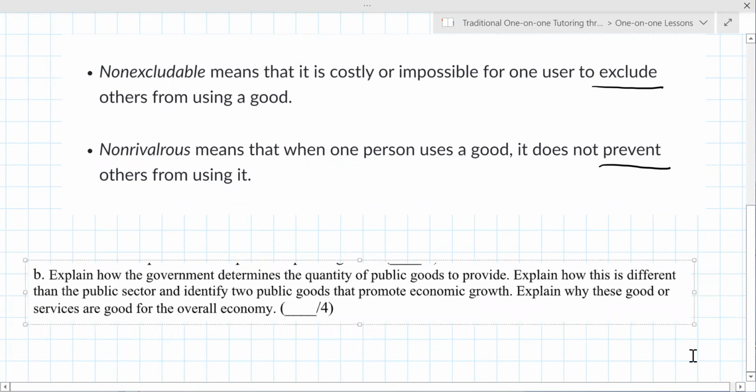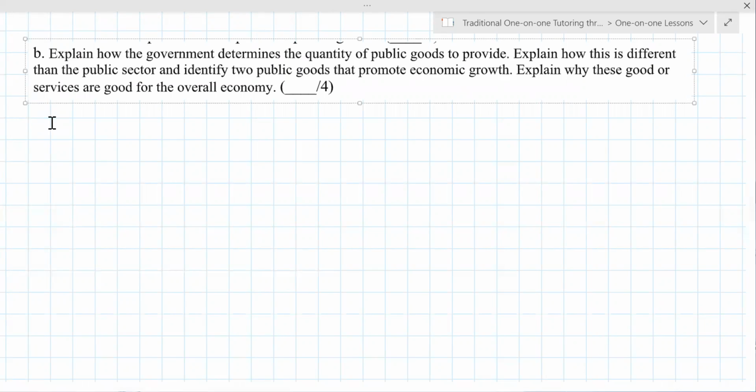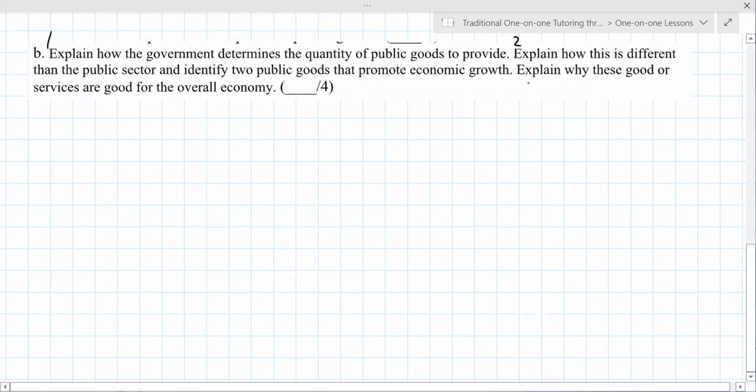Explain how the government determines the quantity of public goods to provide. How is this different than the public sector? And identify two public goods that promote economic growth. Explain why these goods or services are good for the overall economy. Okay. There are three questions here. Do any of them stand out to you for how to answer them?